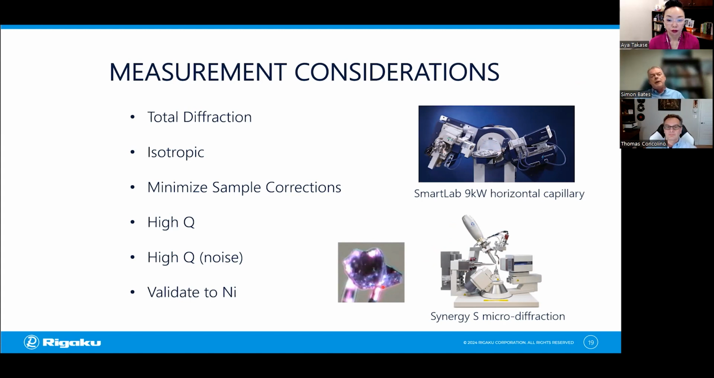And this is an example of a single grain of material on the end of a loop here, not a pin. To me, I like this configuration, but then you need a micro diffractometer to collect the data. If you have a powder machine, then powder in a capillary is probably the way to go.